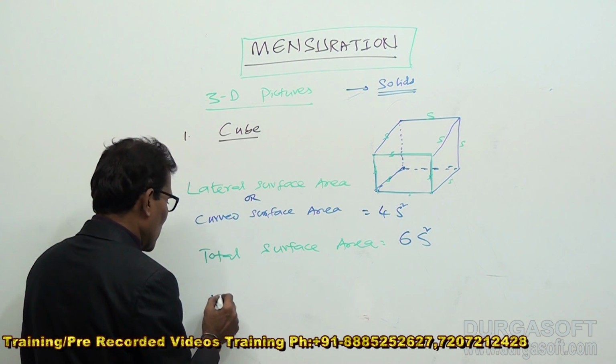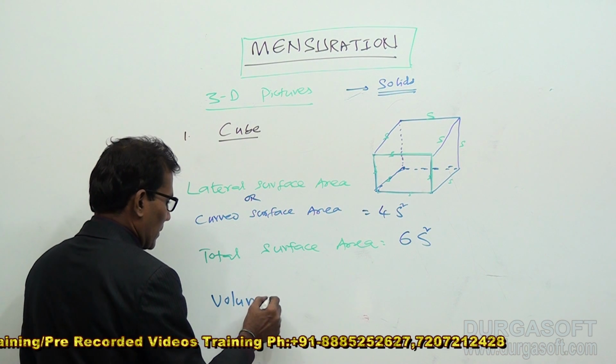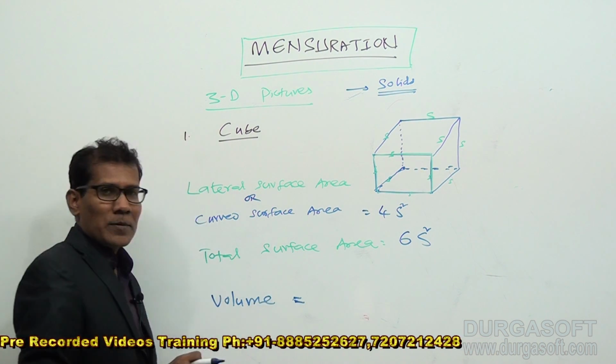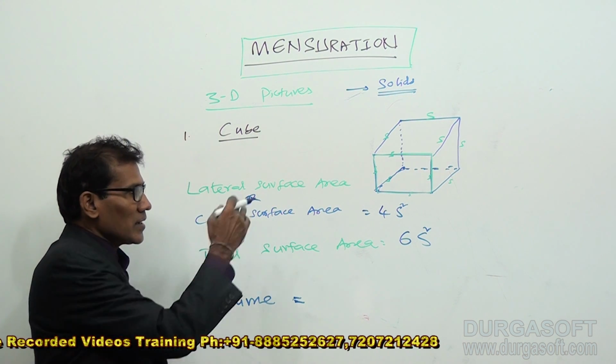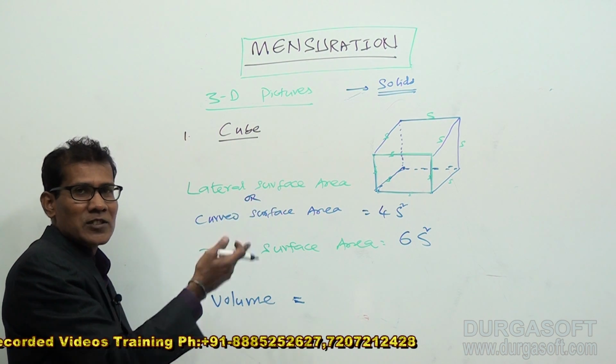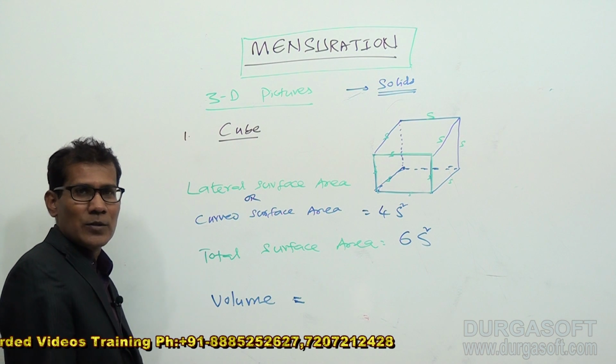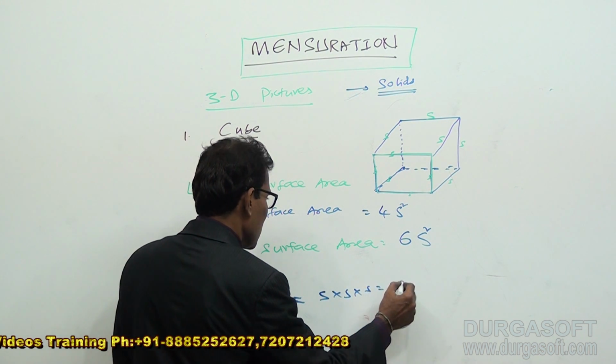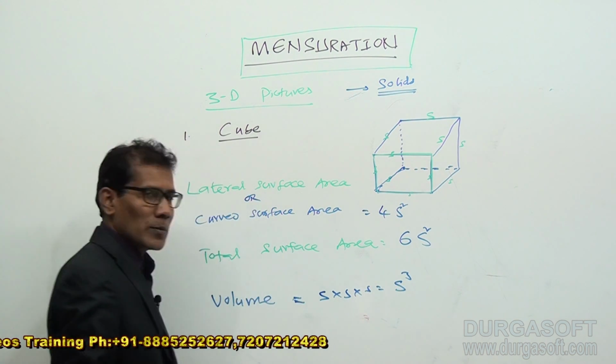And what about the volume? For a 3-dimensional figure, volume is nothing but length into breadth into height, but each dimension is the same. So S into S into S, which is equal to S cube, is going to be the volume.